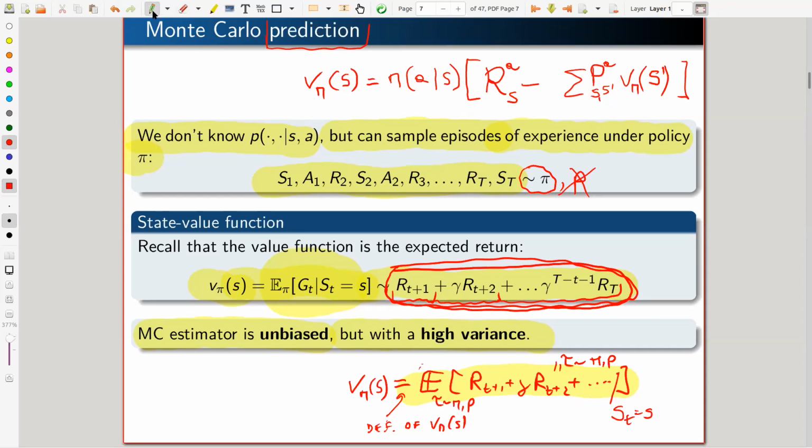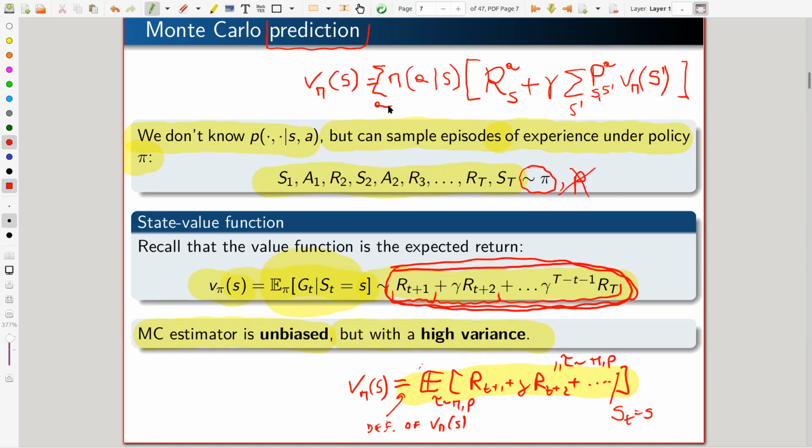Plus gamma times the value of S prime. So this is given that we have taken action A, but we should sum over the different actions A, weighted by the policy probability. Yes, perfect, you are right. Very good. So this is the Bellman equation. You see it's very intuitive. It seems a strange formula with summation and so on, but it's very intuitive if you have the picture in mind.